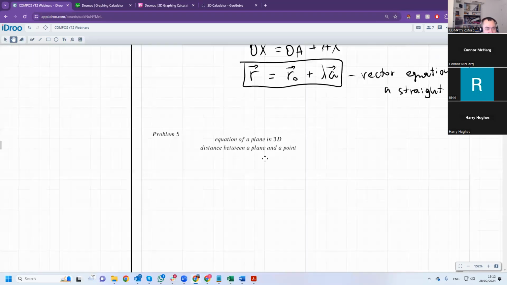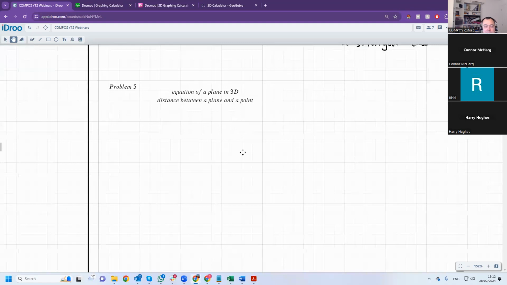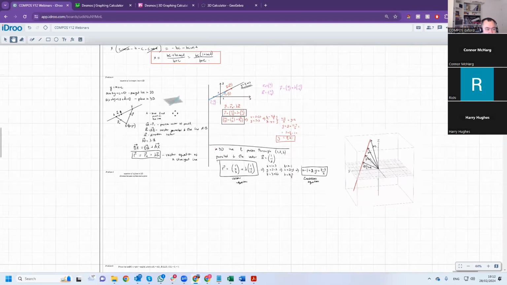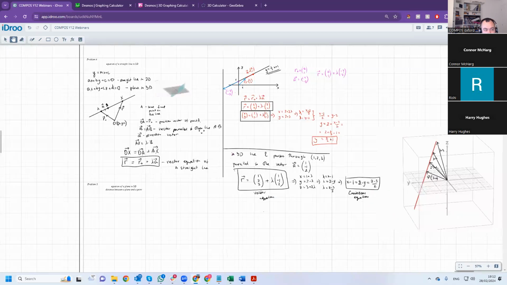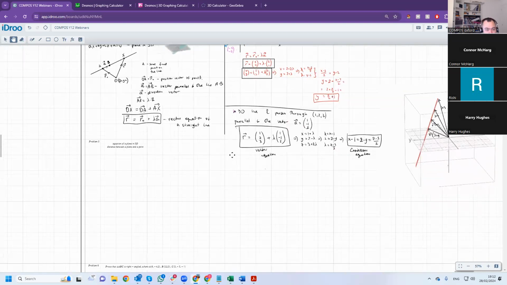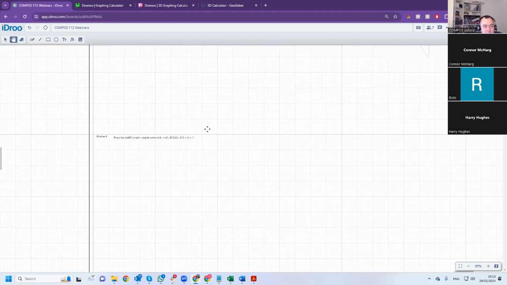Equation of a plane in 3D and the distance between the plane and a point. Please read that in the assignment, because it will take me quite a while to go through. I don't want to get stuck as with the straight line. I hope that was useful. But don't worry if you don't get it from the first attempt. It needs time to sink in.